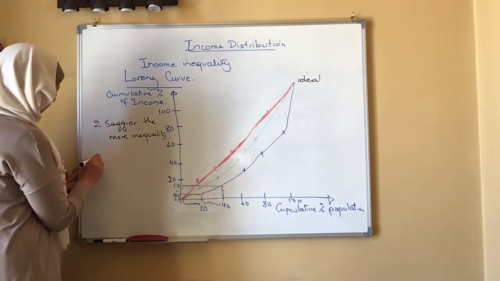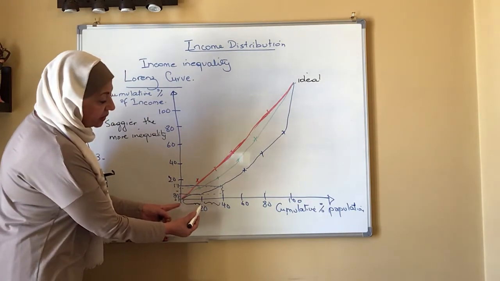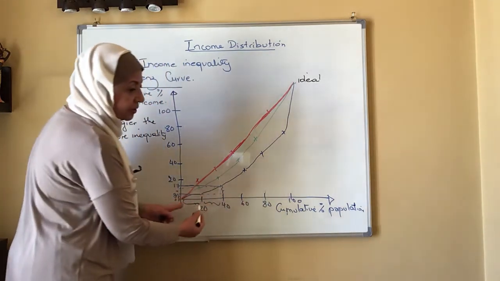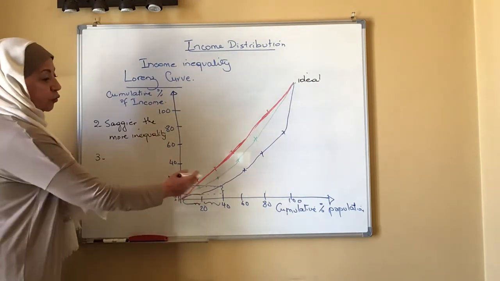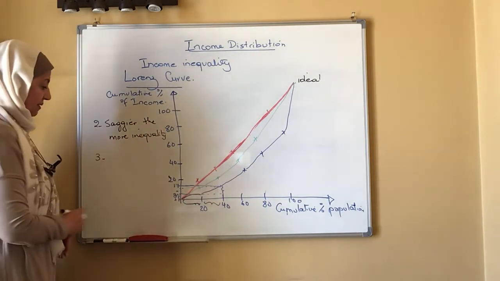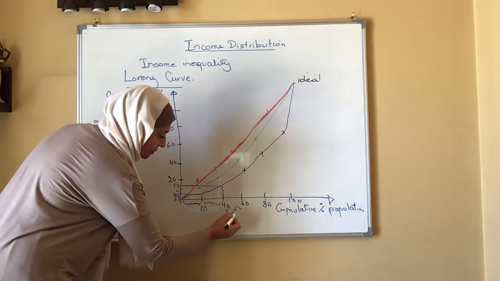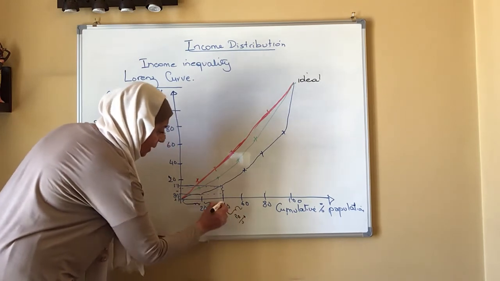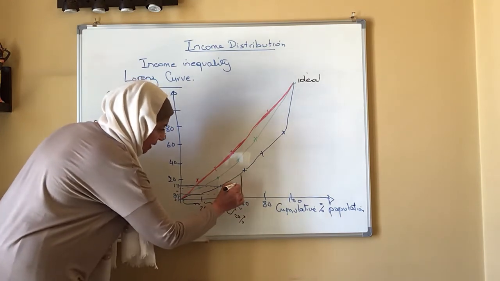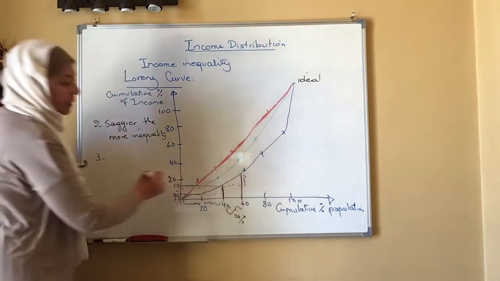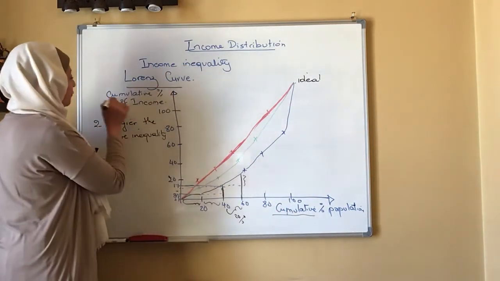Number 3, if I want to determine how much of the income each 20% receives, I have to subtract the corresponding values on the y-axis. That is, if I want to know how much this 20% receives, I have to subtract how much the 40 gets from how much the 60 gets. Okay, because this is cumulative.